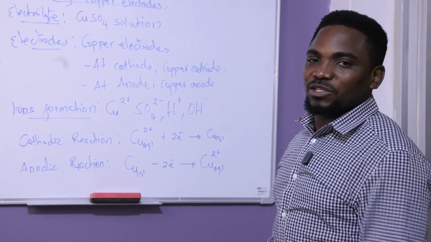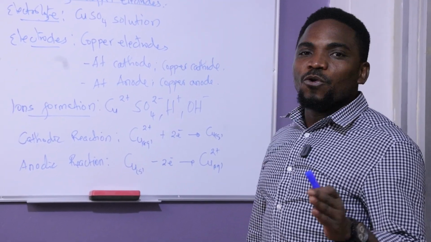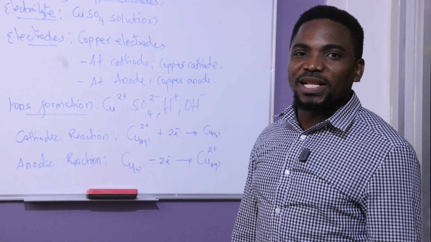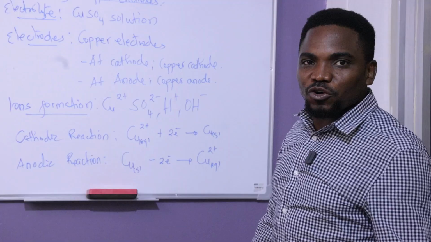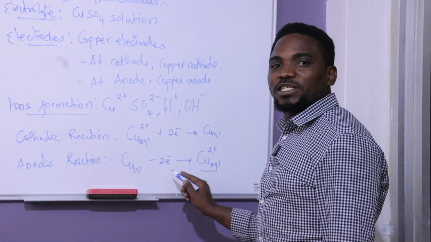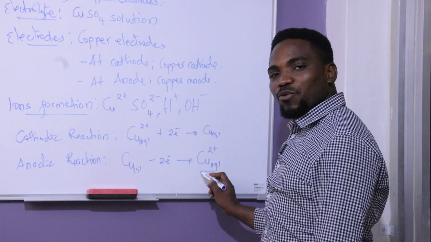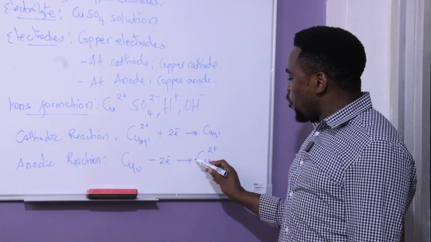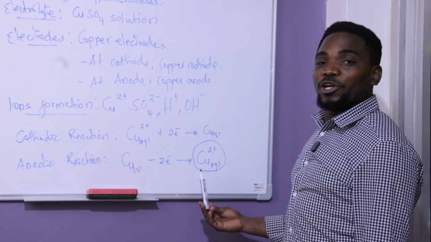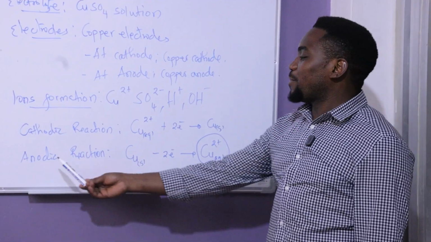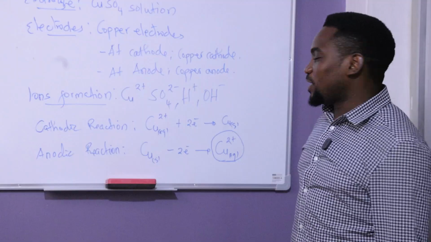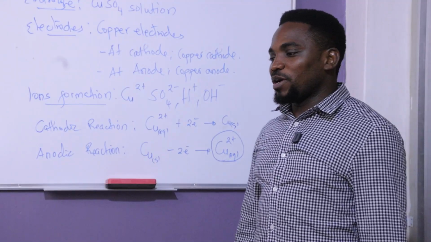The answer to that question is very simple. The blue color will proceed. The blue color will continue. Why will it continue? It continues because of the formation of the copper(II) ions at the anode. The copper(II) ions are responsible for the formation of the blue color. Because copper(II) ions are formed from the anodic reaction, this makes the blue color proceed. So that one is very simple, and I think you understand.